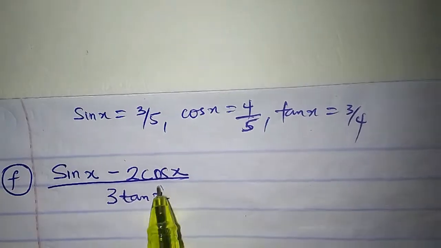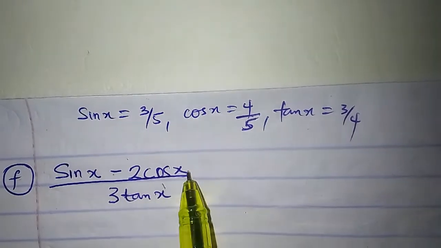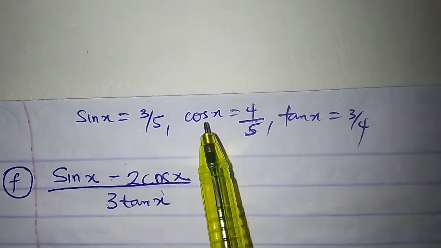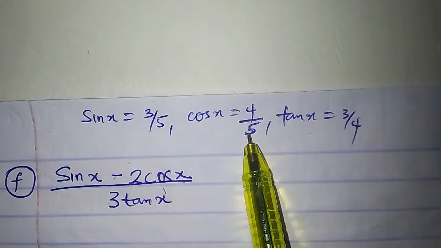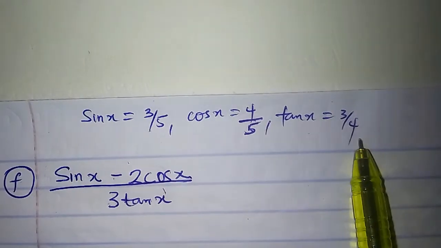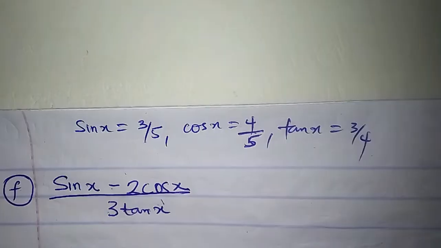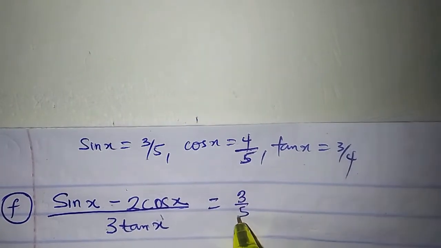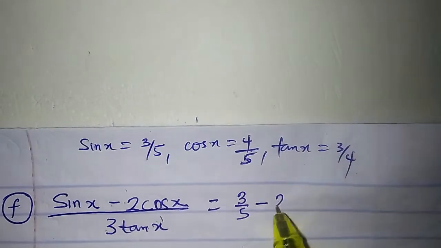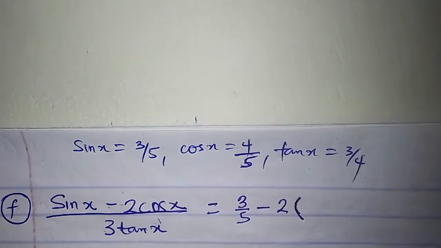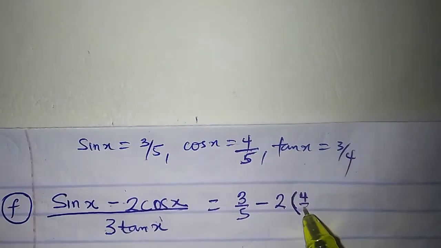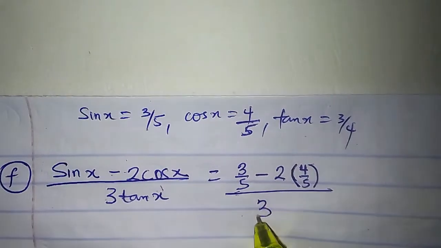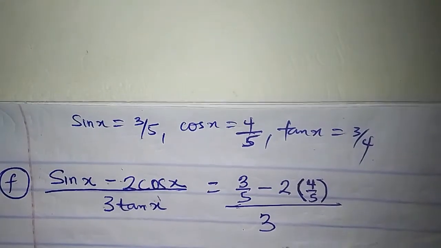So what will be the value of sin x minus 2 cos x all over 3 tan x? We are given sin x as 3 over 5, cos x is 4 over 5, tan x is 3 over 4. So let's make the substitution. We have 3 over 5 minus 2 times 4 over 5, then divided by 3 times tan x, and tan x is 3 over 4.